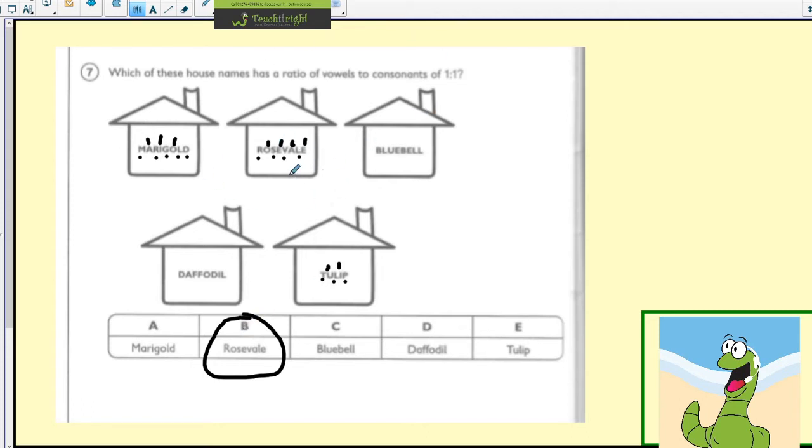A 1-to-1 ratio, just to be clear, in this one would be a 4 to 4 ratio, but remember the ratios we can always simplify, and 4 to 4 is the same as 1 to 1. Could be simplified by dividing both sides by 4. And again, you might just go through and check, but the answer is in fact B, Roseville.